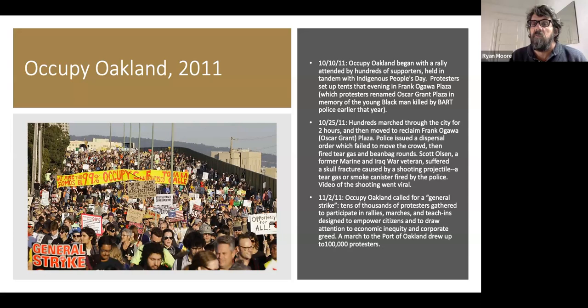They go back to Frank Ogawa Plaza, only to find that the police have issued a dispersal order. This fails to move the crowd. And then there's this melee, and the police start firing tear gas and shooting beanbags at the crowd. One man there, named Scott Olson, a former Marine and a veteran of the Iraq War, almost has his head blown off. He suffers a skull fracture caused by a projectile, a tear gas or smoke canister fired by the police. And the video of that shooting again goes viral.